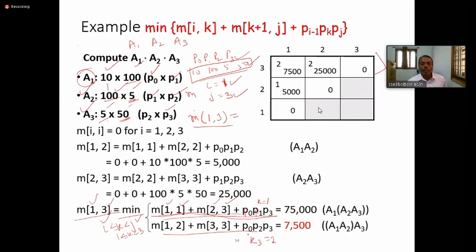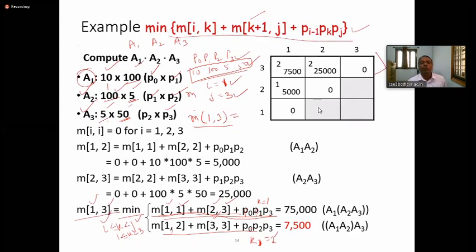After that, if I take K is equal to 2, K is equal to 3 should not be taken. Why? Because it is not less than 3. That's why M of I comma K, I is 1, K is equal to 2. Okay, plus M of K plus 1, that means 2 plus 1, 3. Then K plus 1 comma J. Are you clear? This is the formula. Same formula I am applying.